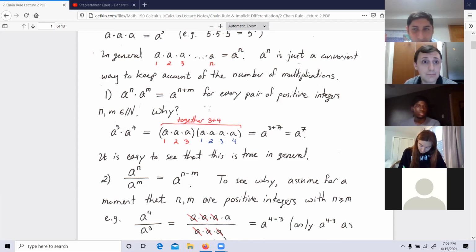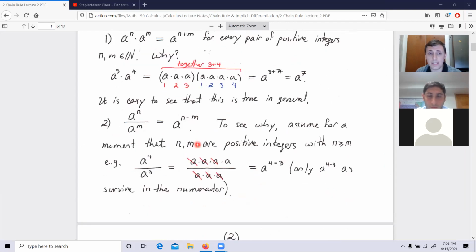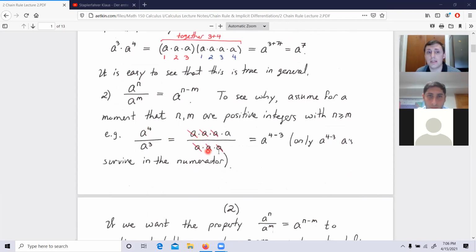Yes? Now it's easy to understand that if you take a quotient, a to the n over a to the m, the answer is a to the n minus m. Now why is that the situation? It's because the a's in the numerator cancel the a's in the denominator.